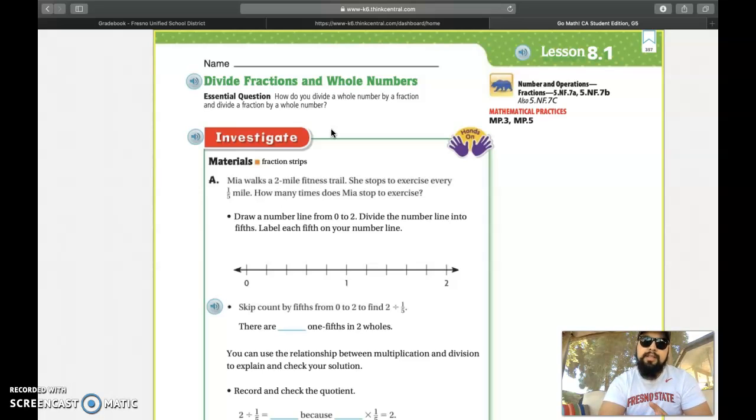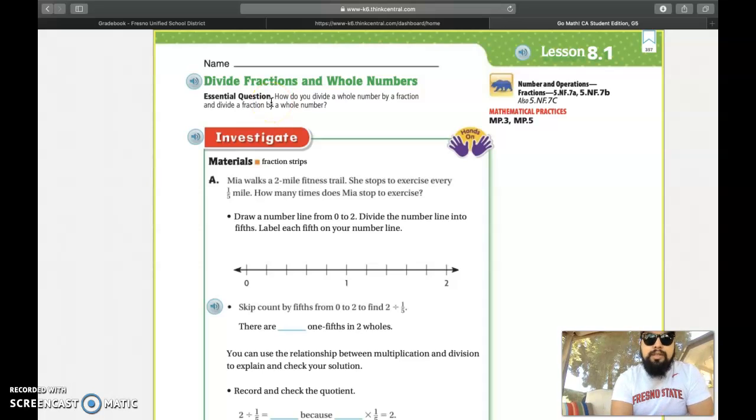We've already done this, but looking back at the scores and thinking back to the classroom, this was one of the chapters that we struggled with most as a class. So reviewing it is going to be very beneficial. So let's look at lesson 8.1, which is divide fractions and whole numbers. Okay, we're taking baby steps.